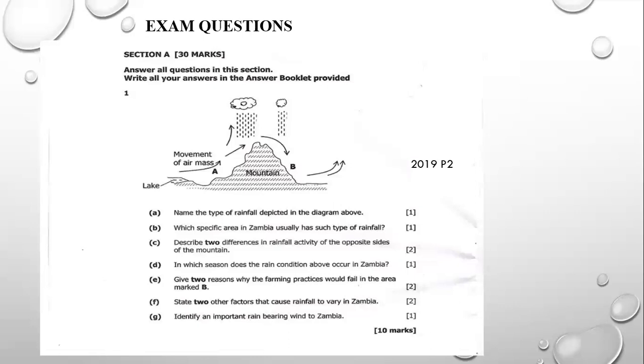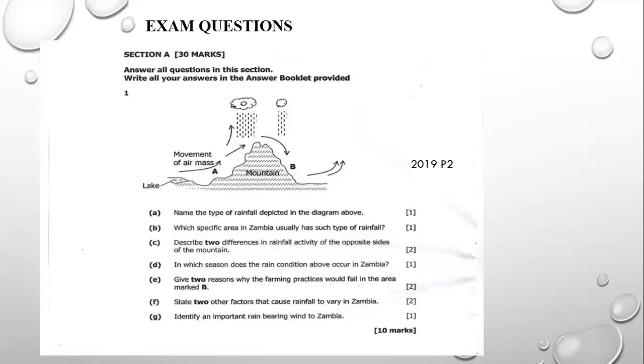We are getting now to C, which says describe two differences in rainfall activity of the opposite sides of the mountain. Remember, side A of the mountain is the windward side, which receives heavy rainfall, whereas side B of the mountain is the rain shadow or the leeward side, which receives very little or no rainfall at all. So that is one of the differences.